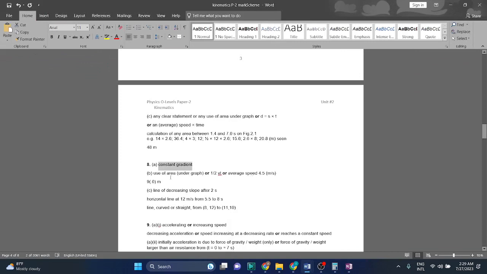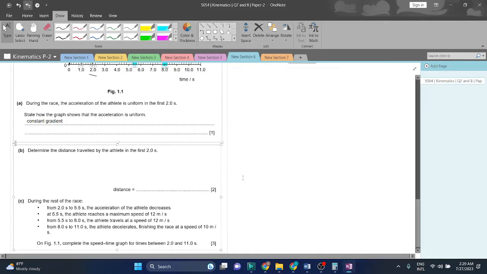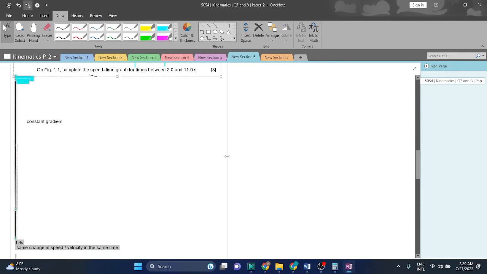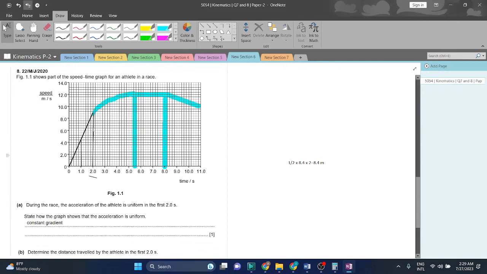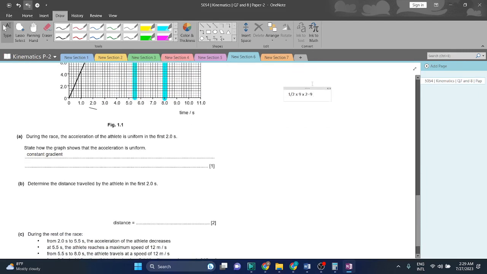I think I did something wrong. We use the area under the graph. I did that. अच्छा, फिर से देख लेते हैं. Each block is representing 1, 2, 3, 4, 5, so this will be 9, sorry. 8.8 से थोड़ा ऊपर है, so it will be 9. 9 into 2 will give us 9. 9 meters will be the answer.